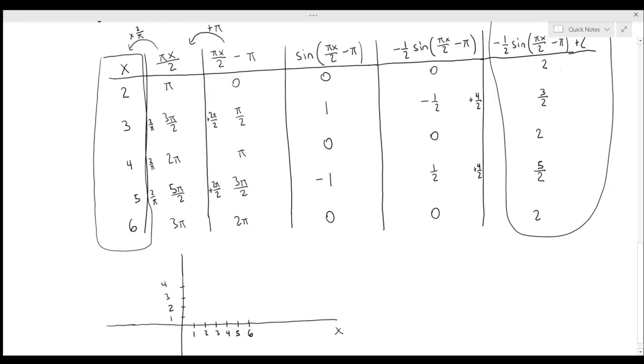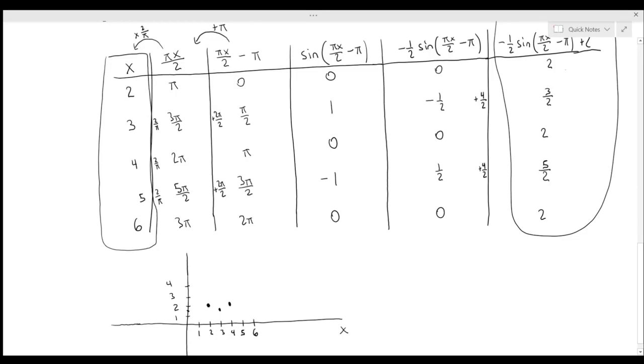Okay. So the first point on our graph is going to be the point 2, 2. So that would be roughly here in my picture. Next, we have the point 3, or sorry, just 3 over 2. So that's 3, and then 3 over 2 is 1.5. So it's going to be halfway between 1 and 2. At 4, I have 4, 2. At the point 5 and 5 over 2, 5 over 2 is 2.5, so it's a little bit higher. And then I have the point 6, 2.